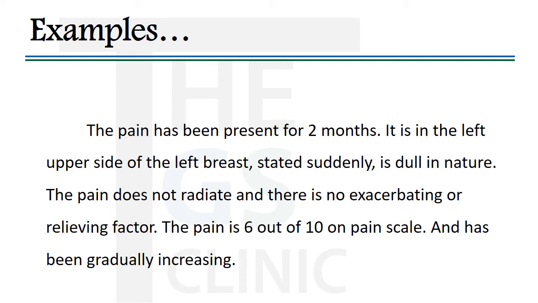Here is another example, in the proper way you should tell the examiner. The patient has presented for 2 months. It is in the left upper side of the breast, started suddenly, and is dull in nature. The pain does not radiate, and there is no exacerbating or relieving factor. The pain is 6 out of 10 on the pain scale and has been gradually increasing.